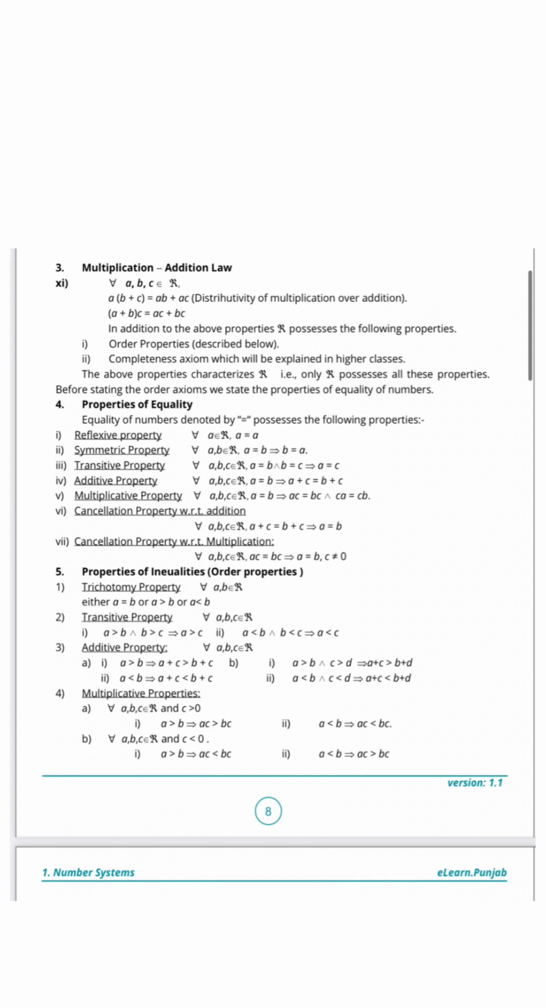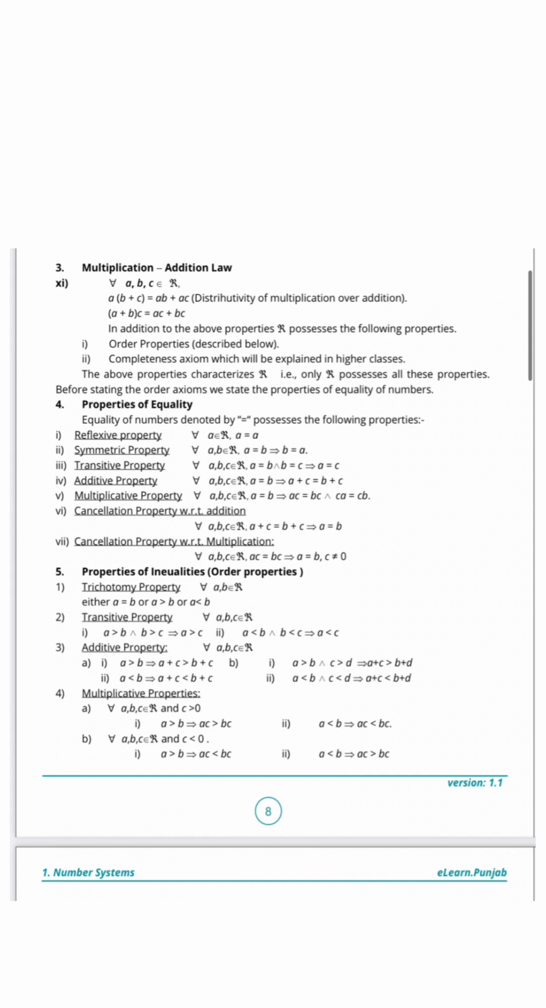Now, equality of numbers, denoted by equal to, possesses the following properties. Number 1 is the reflexive property: for all a belonging to capital R, a = a. Then symmetric means for all a, b belonging to real numbers, if a = b, it implies that b = a.